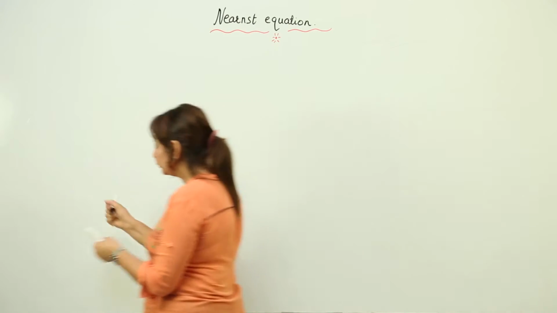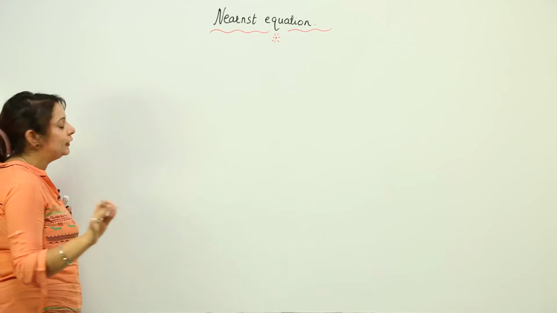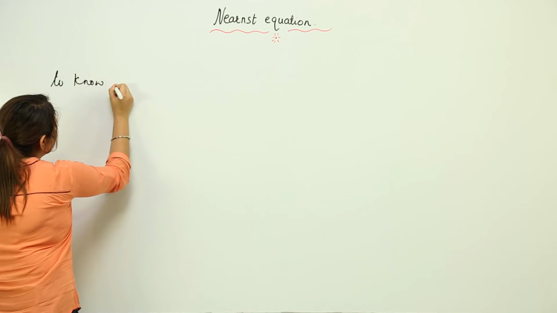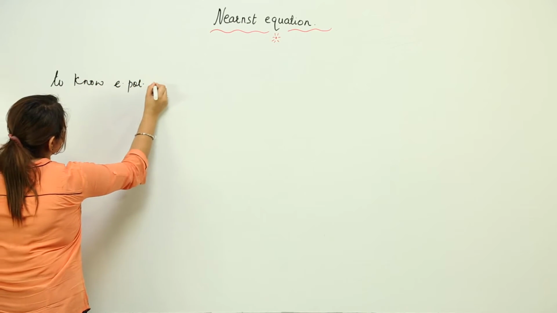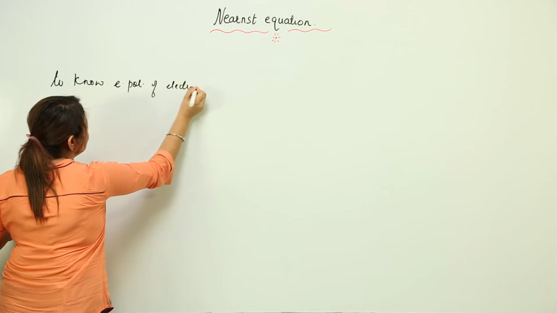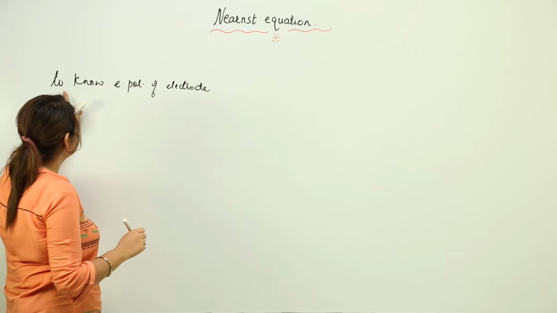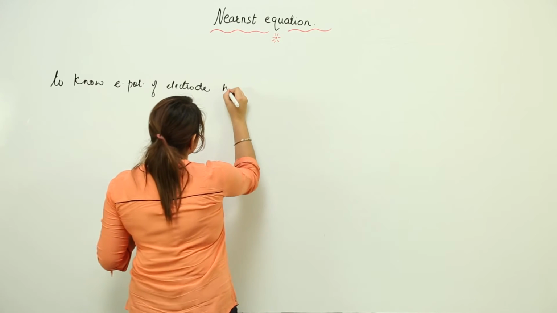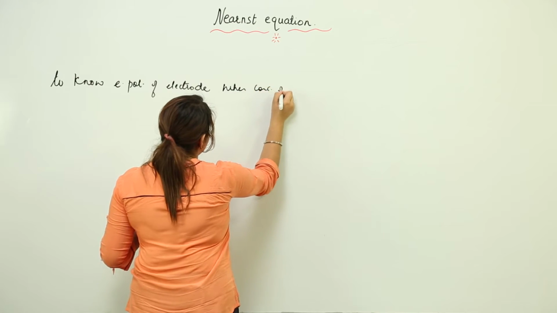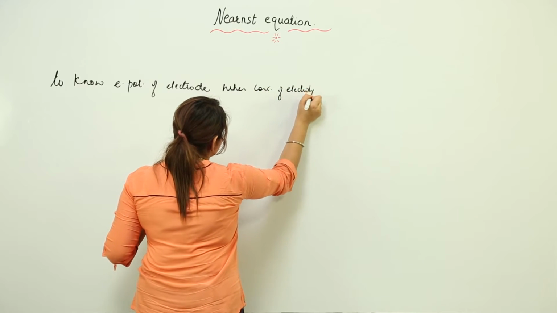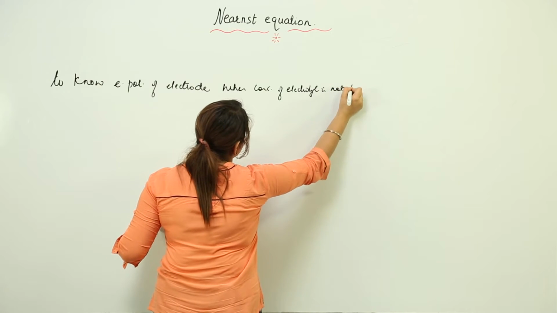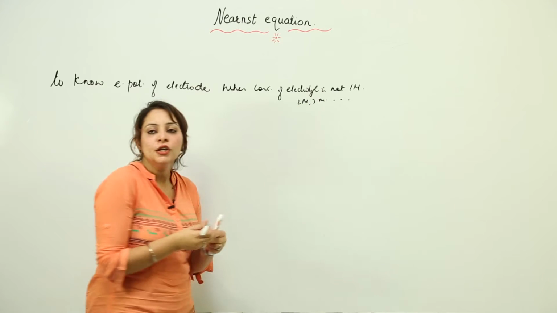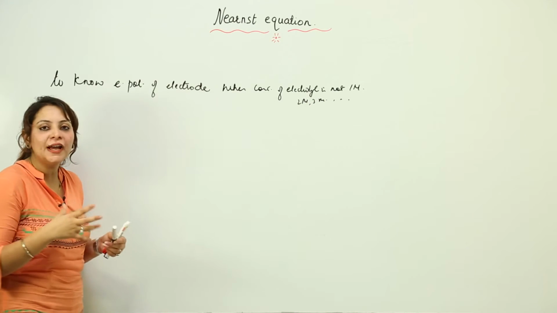So just look at the board. So why is it required? I think you know that it is required to know the electrode potential of an electrode when the concentration of electrolyte is not 1 molar, or you can say it is 2 molar, it is 3 molar, like that. So what happens in that case, how do you find the electrode potential?